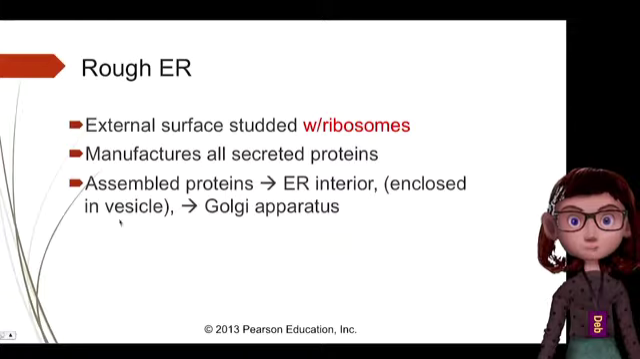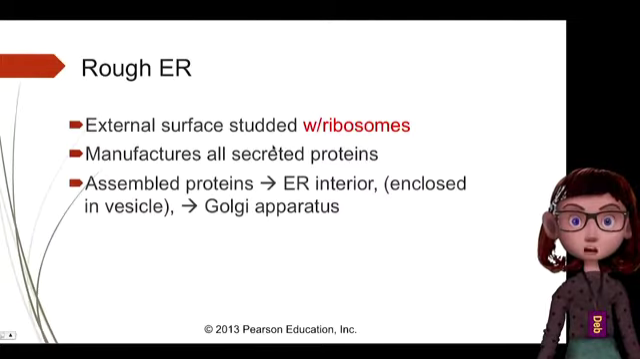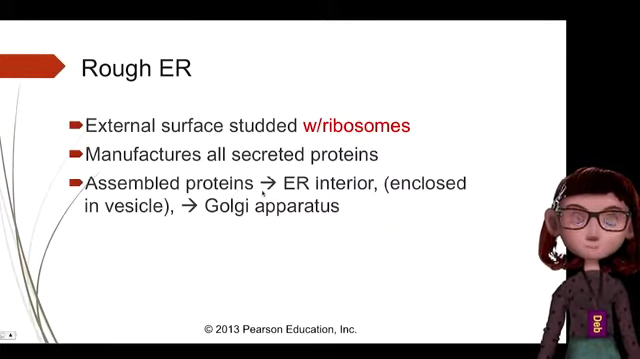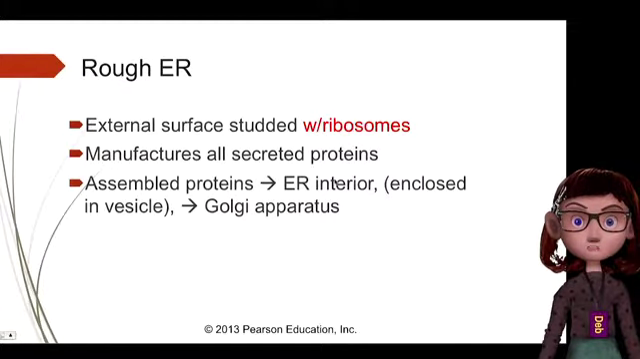Rough ER, again, the external surface is studded with ribosomes. It manufactures all secreted proteins, those that are going to be released from the cell. It also will assemble proteins along that endoplasmic reticulum interior. The proteins are going to be assembled, and at the very end they will be enclosed within a little vesicle, a membrane-bound sac that's going to then travel to the Golgi apparatus.